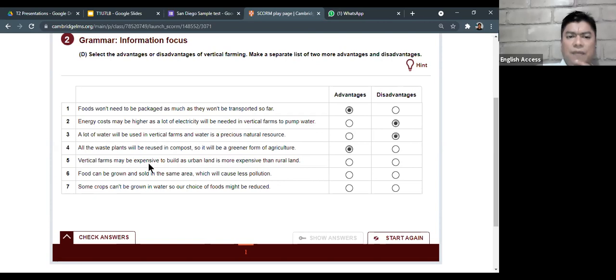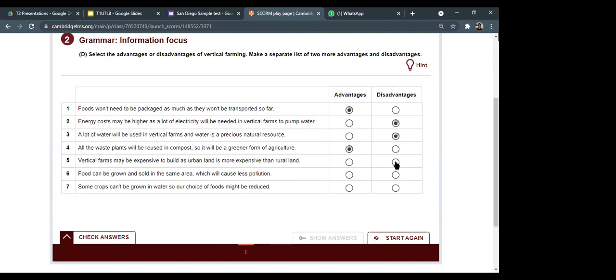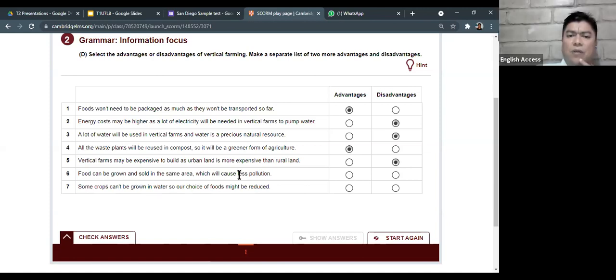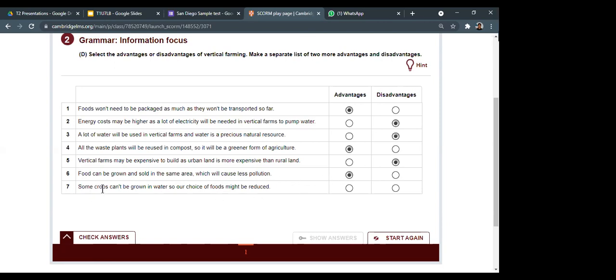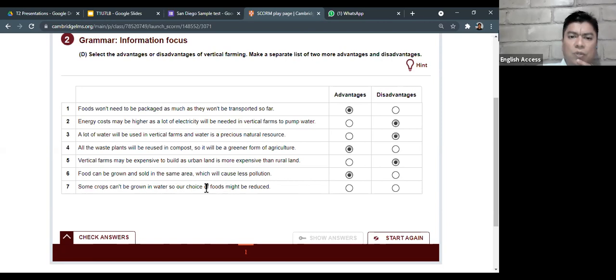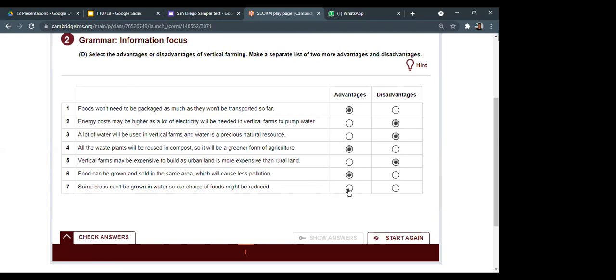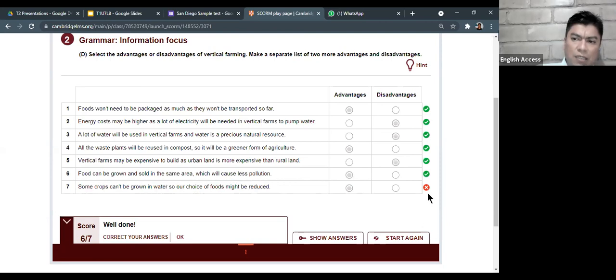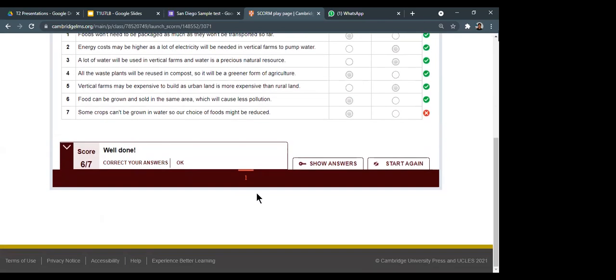Vertical farms may be expensive to build as urban land is more expensive than rural land. Disadvantage. Food can be grown and sold in the same area, which will cause less pollution. Advantage. Some crops can't be grown in water, so our choice of food might be reduced. Advantage? Let's check answers. All of them are right except the last one. The last one was a disadvantage.